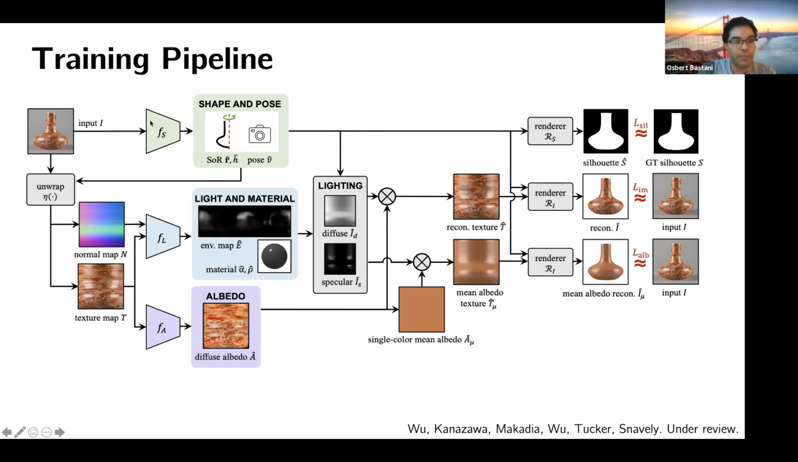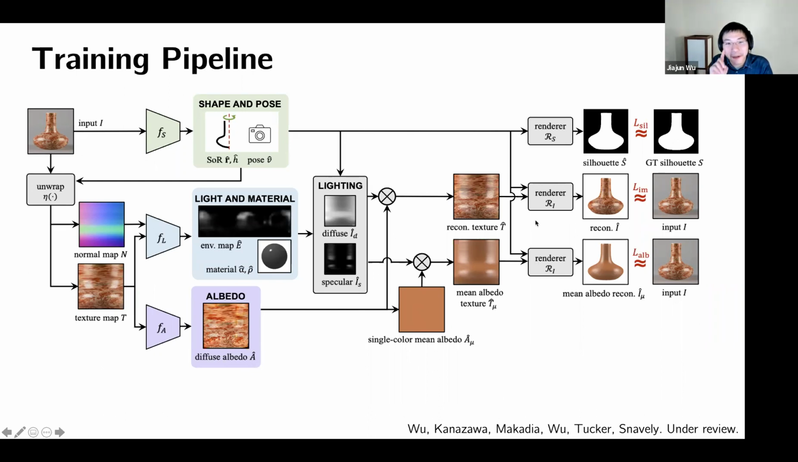Got it. So the normal map and the texture map just come from the shape. The normal map comes from the image, because once you have the SOR, it's the shape representation. You have the normal. And then once you have the normal, you're able to unwrap. You can unwrap the pixels, resample from it, then you will get a texture map. Okay, got it.